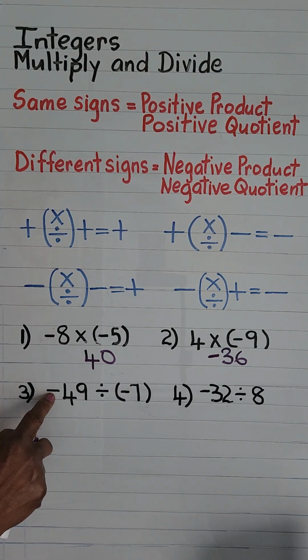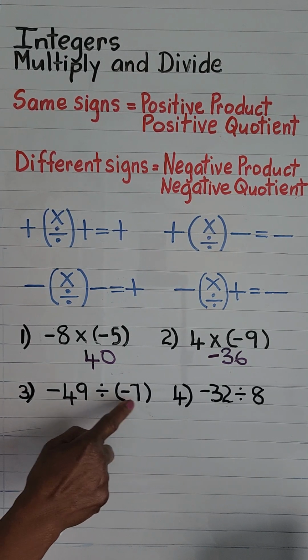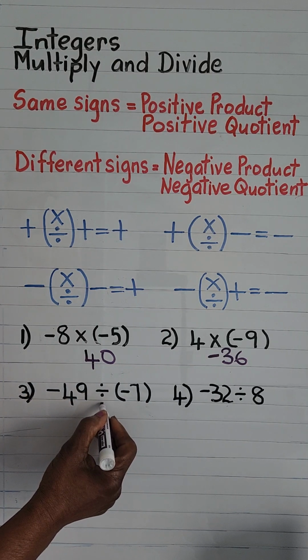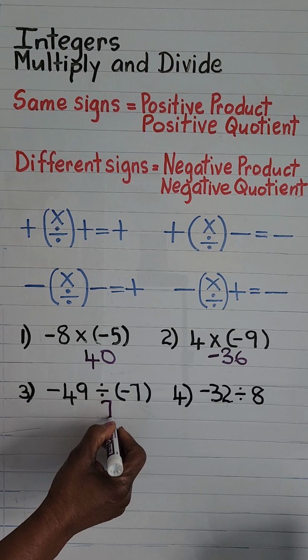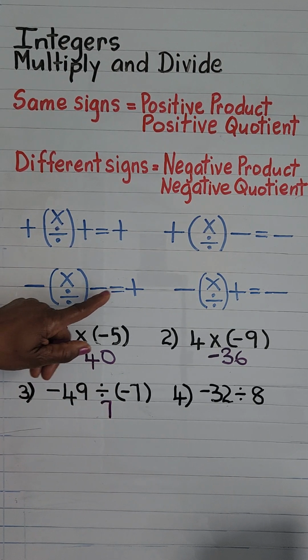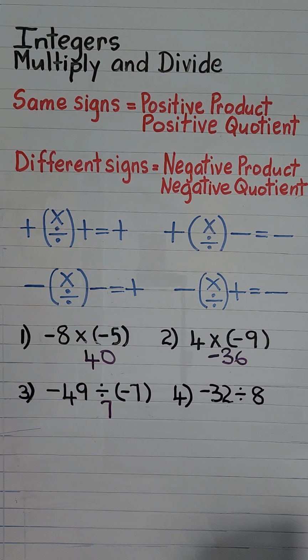Division. Negative 49 divided by negative 7. 49 divided by 7 is 7. Negative divided by negative is positive. So this is a positive 7.